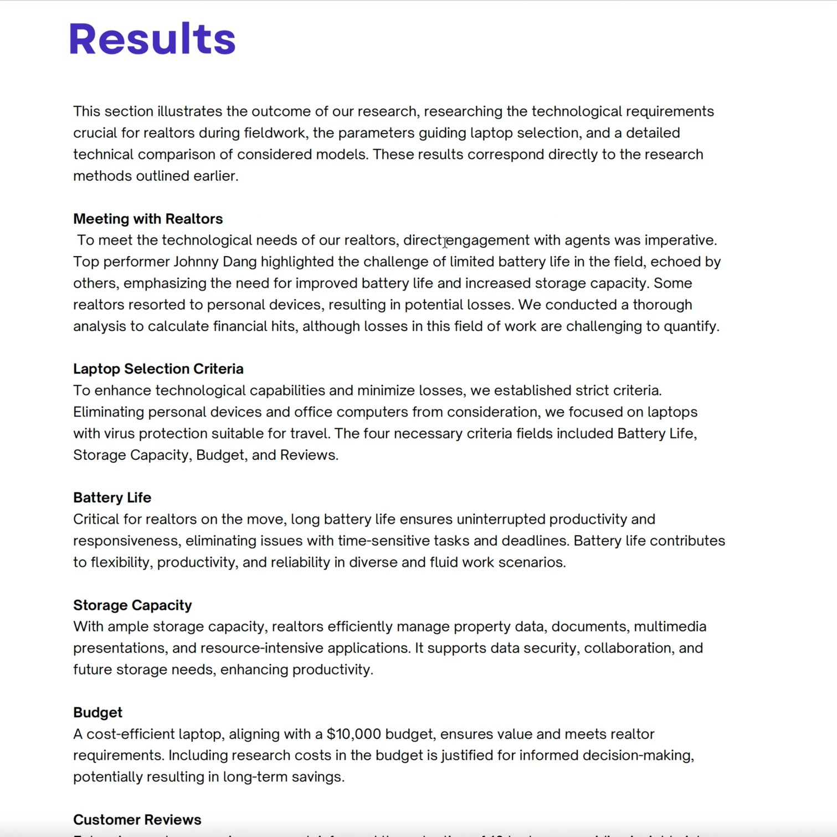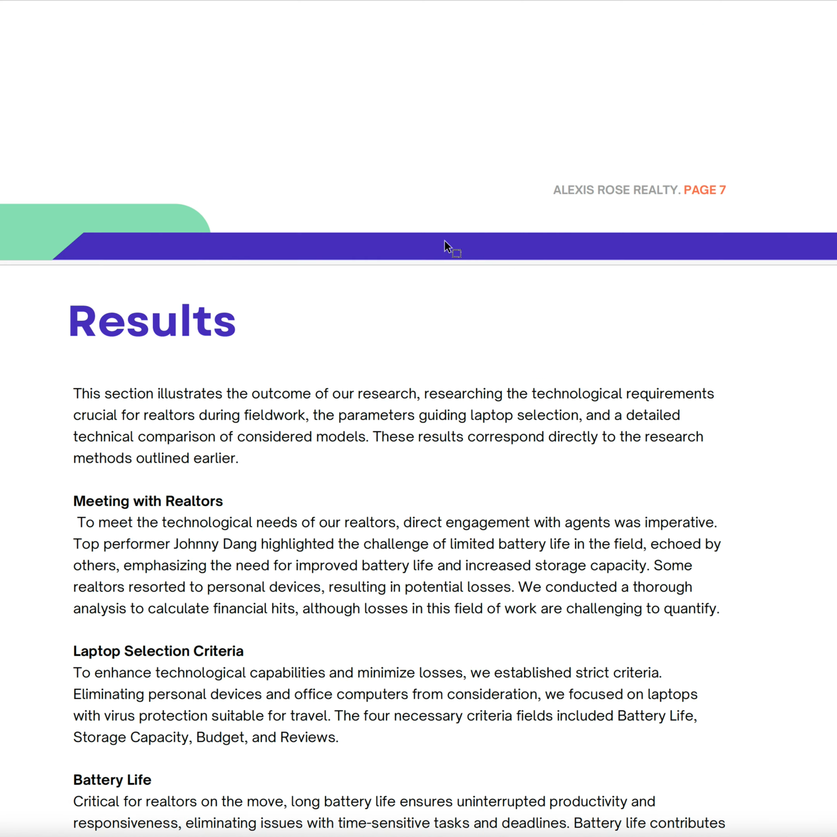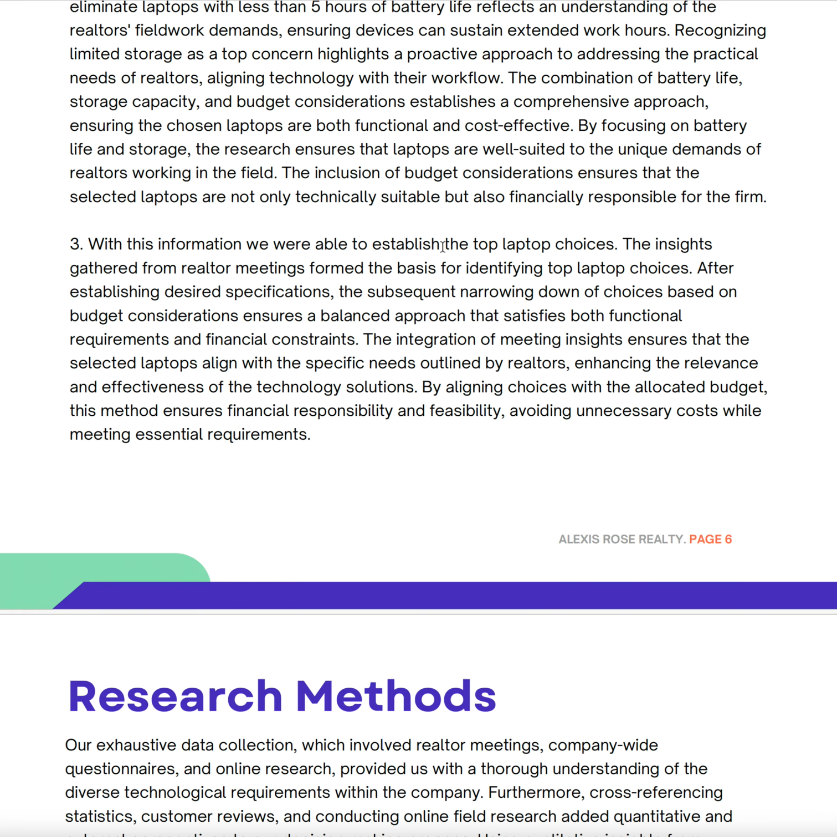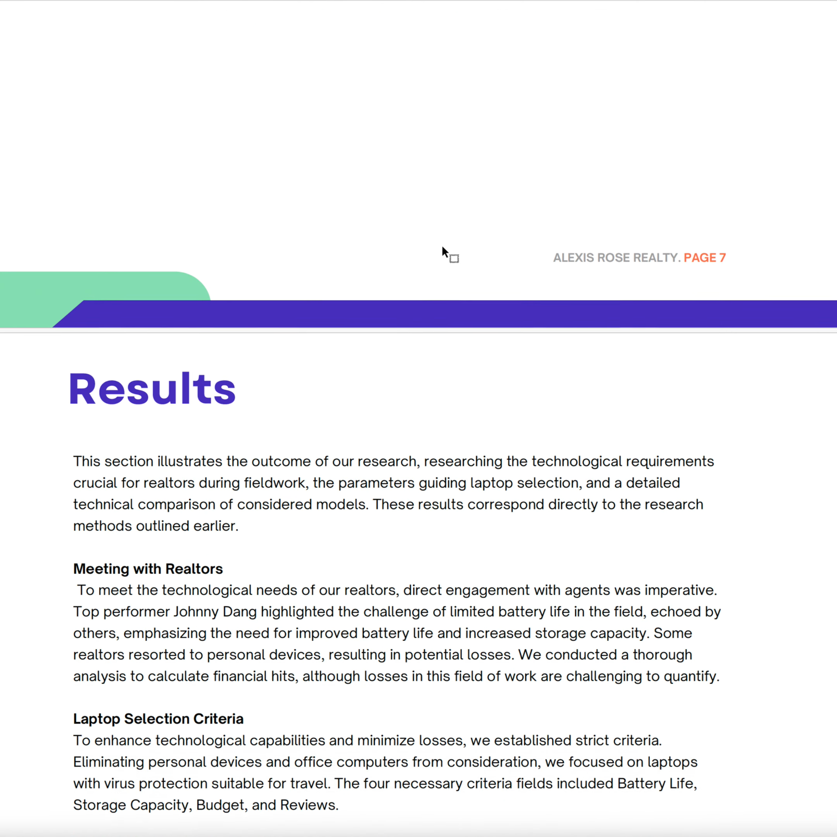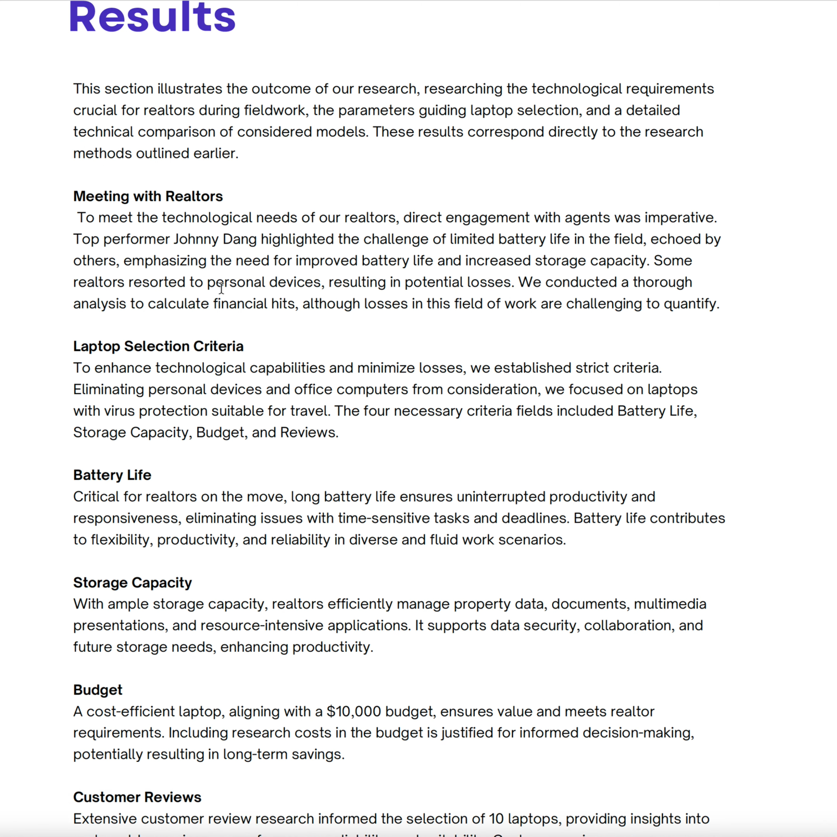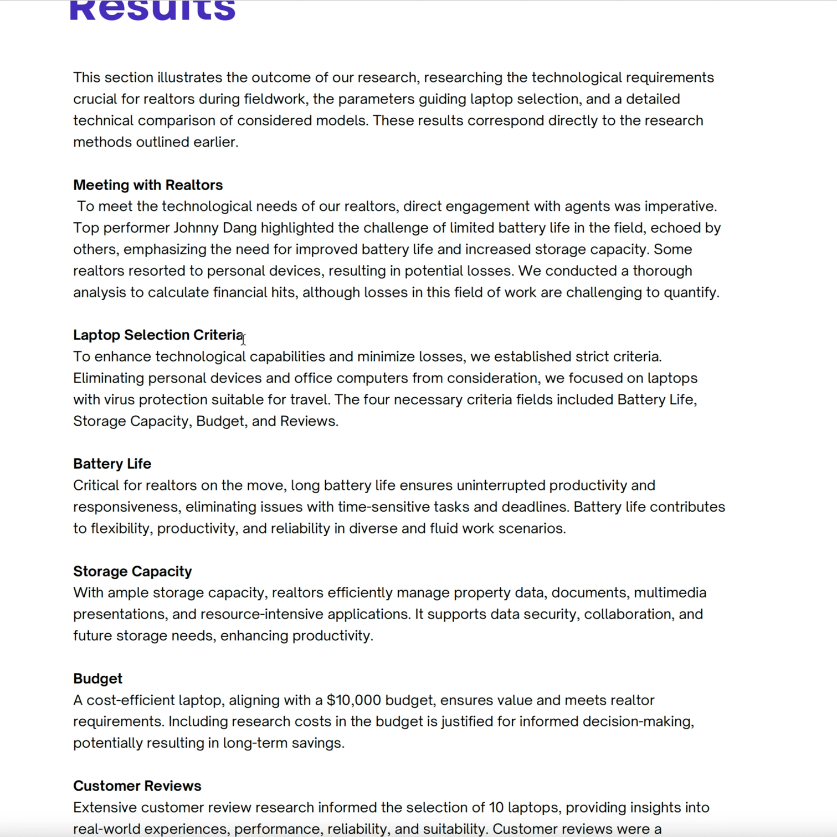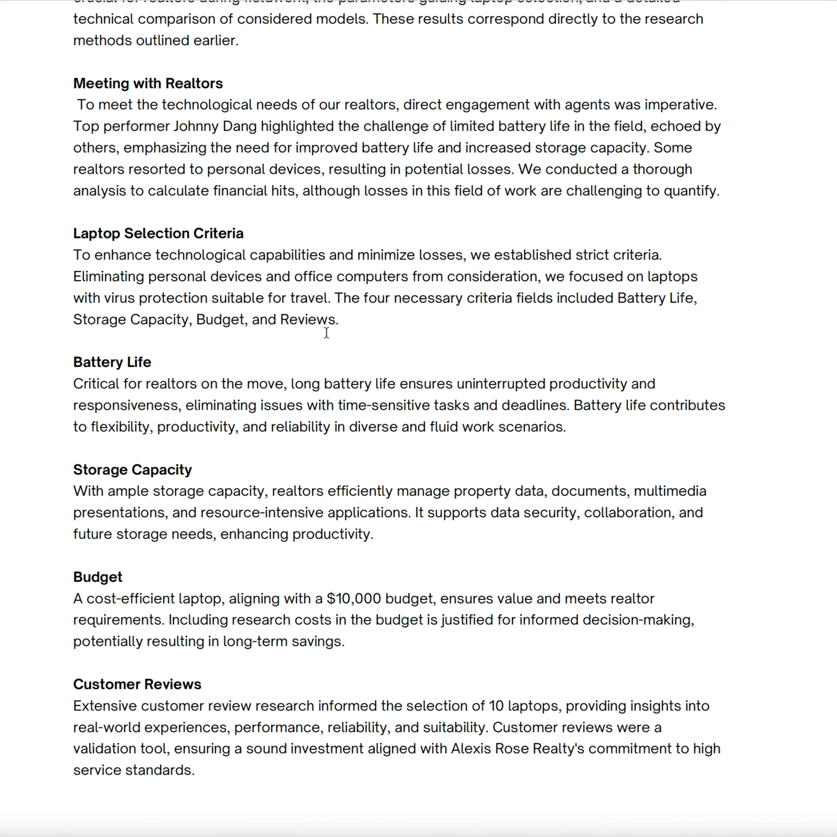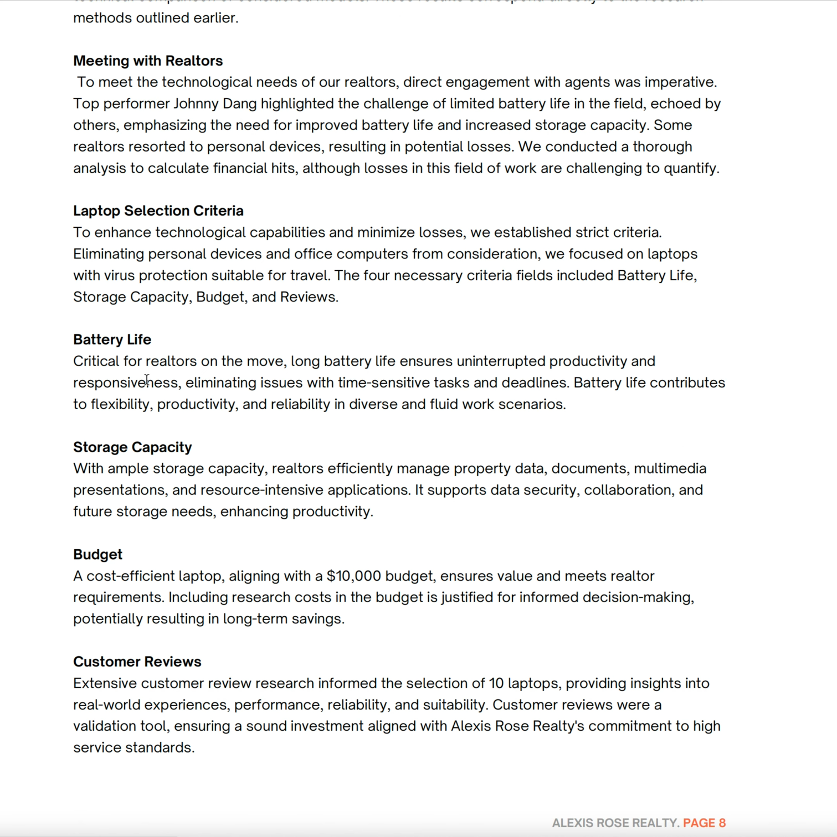So in this section, she talks about what they found out and through which method, or like which research method she used in order to get the results. So meeting with the realtors, this is what she did, this is what she found out. The laptop selection criteria. So through these meetings she established which criteria they should look for, and then from there she determined that, okay, these are the criteria I needed to research for these realtors.